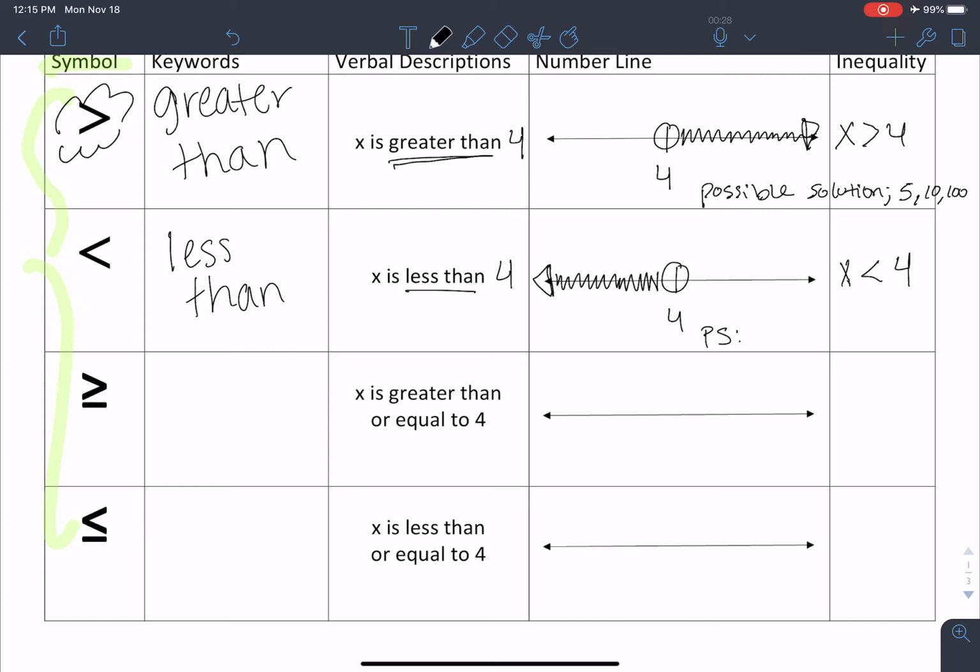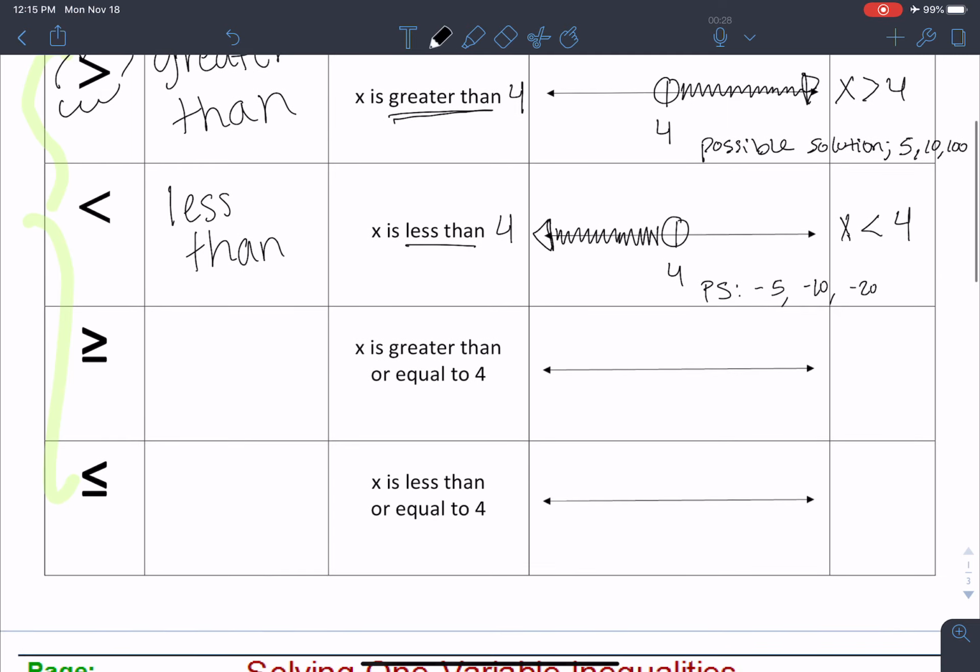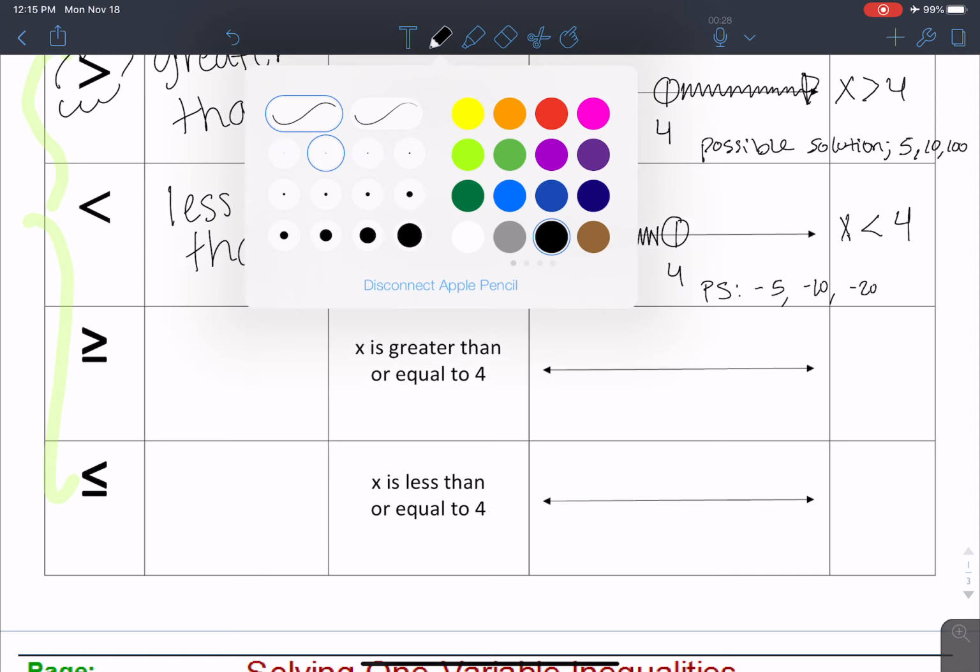A possible solution can be -5, -10, and any number that falls to the left of -4, like -20, and so on. You just pick your favorite number that's to the left of -4. All right, and the last two are similar. We just have something different.